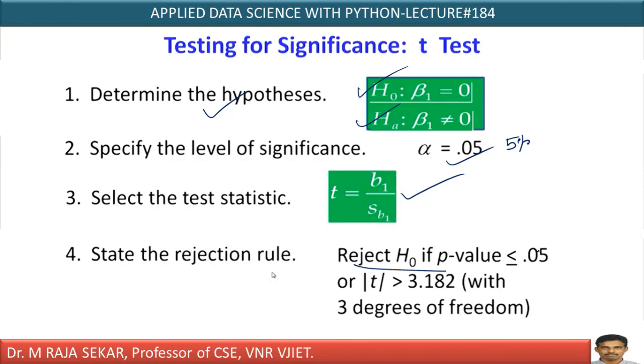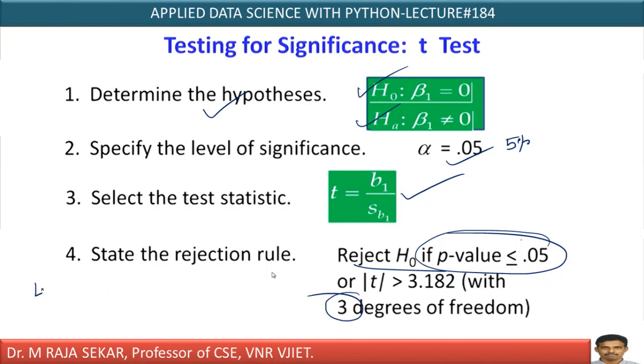Reject H0 if p value is less than or equal to alpha. What is my alpha? 0.05. Or mod t is greater than t alpha by 2 with 3 degrees of freedom. How are you getting this 3 degrees of freedom? As I told you, 3 degrees of freedom, how many?